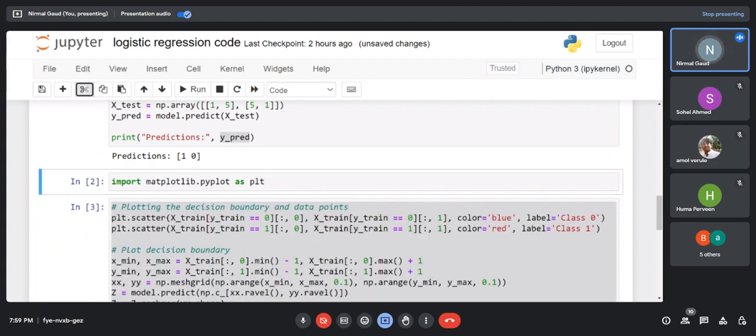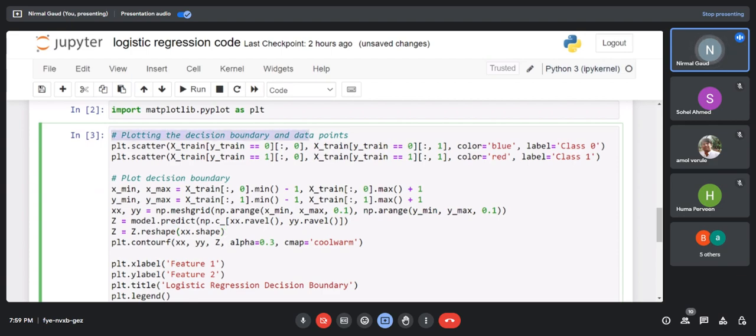This is the way you can create the plot. You can plot the decision boundary and the data points. Here I'm taking x train data points, where y train is 0 and where y train is 1. That means I'm going to create a decision boundary of the data points. Whatever data points we are considering, this is class 0 and this is class 1, for both the classes we are going to plot the points.